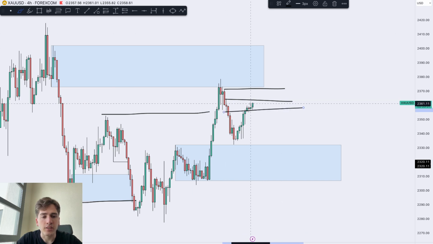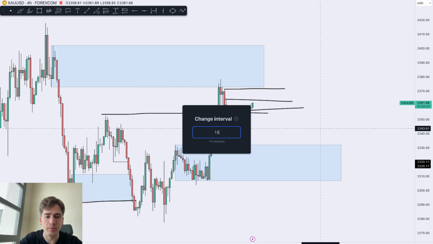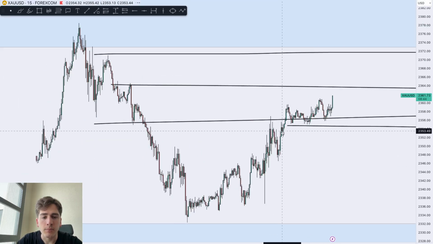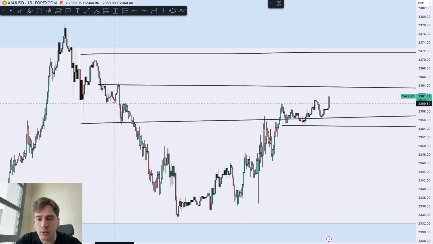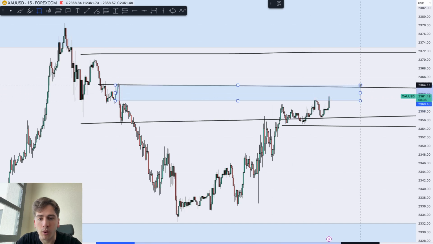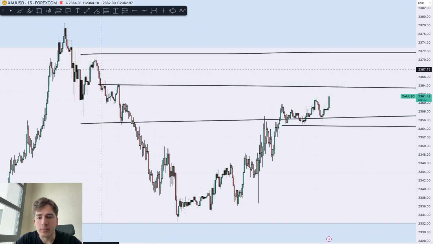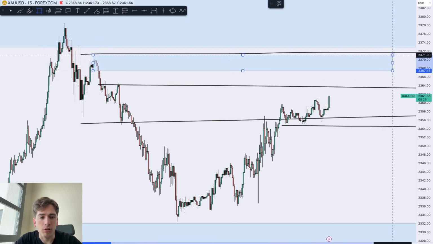No real reaction until now, but I'm keeping an eye out to see if we get that 4-hour change of character and then a potential 15-minute short as well. So yeah, looking for a potential short on gold somewhere today. We have some supply zones, keep it in mind. For example, this overall buy before the sell, which we already actually reacted to. And otherwise, I'll be keeping an eye out for some of these higher imbalances, for example, over here at around 23.67.